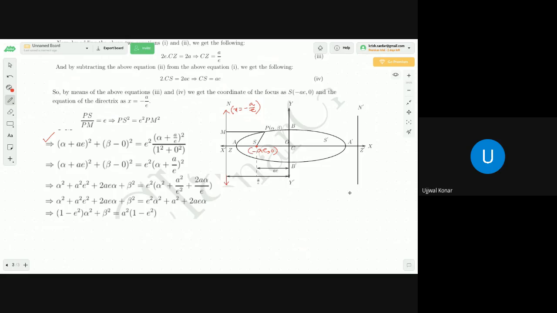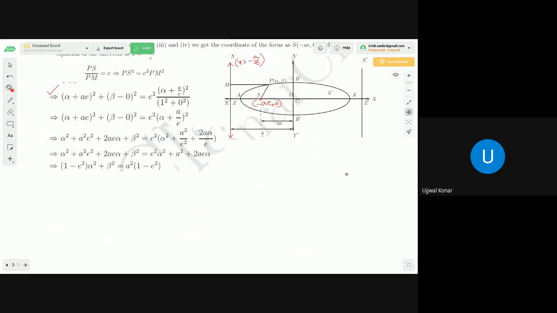Correct, dear students? I hope it is self-explanatory that all this is simplification. Then eventually what we get, dear students, is alpha square by a square plus beta square by 1 minus e square is equal to 1. Correct? So what we get is something like this: alpha square by a square plus beta square by 1 minus e square equal to 1.